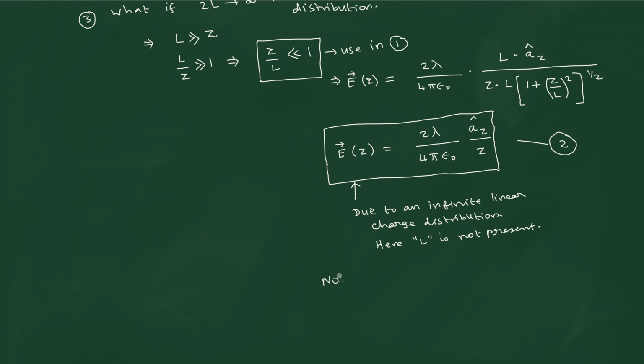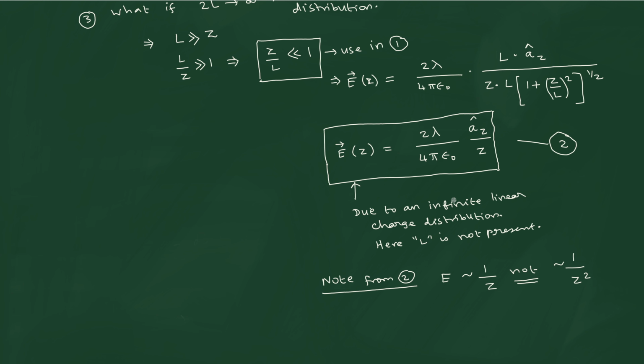What you are going to note from equation number 2 is that the electric field is now proportional to 1 by z. Not proportional to 1 by z square, because that 1 by z square is something coming from Coulomb's law, 1 by r square. You always remember that electric field will be inversely proportional to the square of the distance. So once again, the point to be noted is that the electric field is now not inversely proportional to r square, but instead it is inversely proportional to z. So that is clear here.